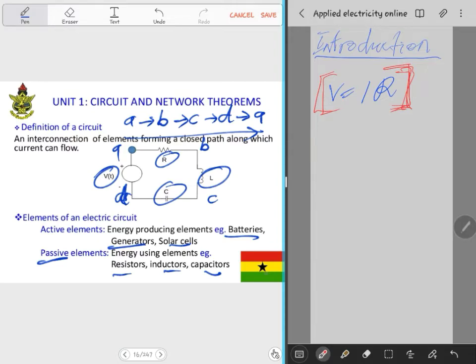The foundation is very, very important. That's why I made a relation to this. So get the whole concept of active elements, passive elements, and then this equation, and then you'll be fine.